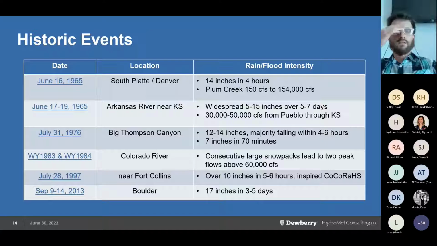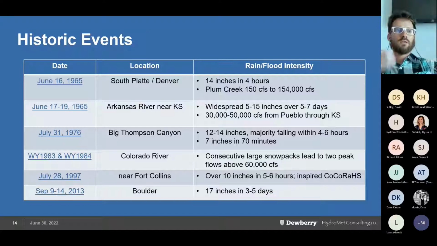The interesting thing with this is that this wasn't actually just a localized event, because you'll see the next event here, June 17th through the 19th of 1965, the Arkansas River, which is quite a bit further southeast, was impacted by widespread long-term rainfall, 5 to 15 inches that fell over about a 5 to 7 day span. And we saw just continuous, really high base flow and a couple of peaks in the Arkansas River of 30 to 50,000 CFS. And the really incredible part was that this covered a span from Pueblo all the way through the Kansas border. So prolonged high intensity event here.